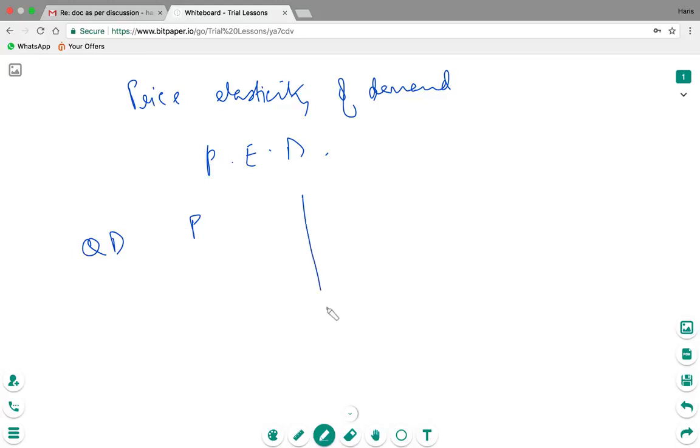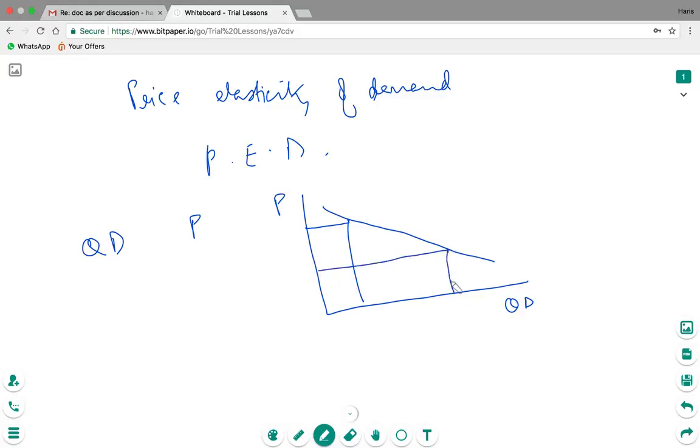It basically represents diagrammatically when you have a quantity demand line which is downward sloping, you have price on the y-axis and quantity demand on the x-axis. It represents how much quantity demand changes due to changes in price. So in this case you can see that this much fall in price resulted in that much change in quantity demanded.